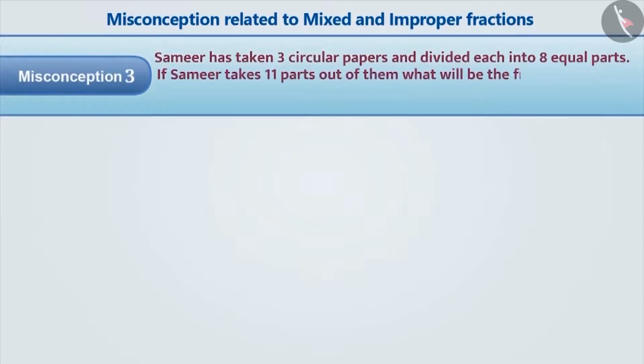Misconception 3. Samir has taken 3 circular papers and divided each into 8 equal parts. If Samir takes 11 parts out of them, what will be the fraction for the number of parts taken by him?